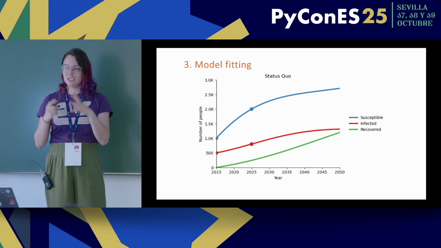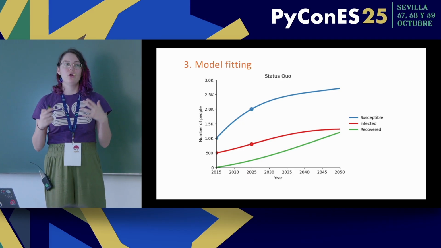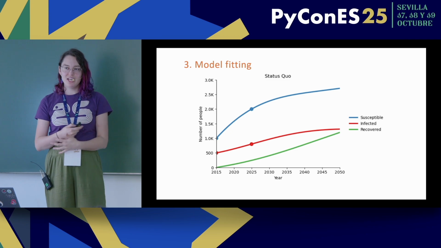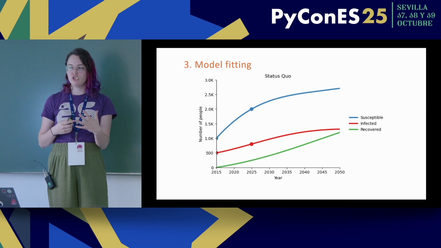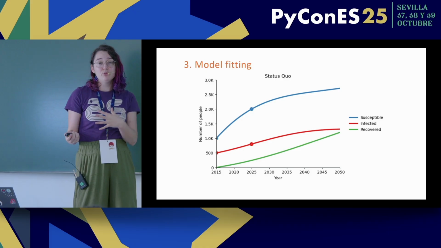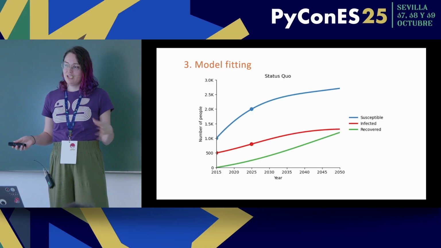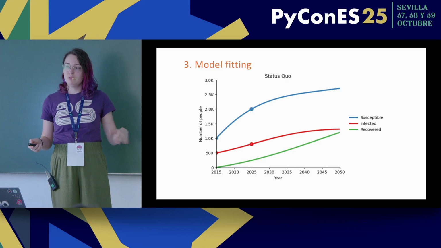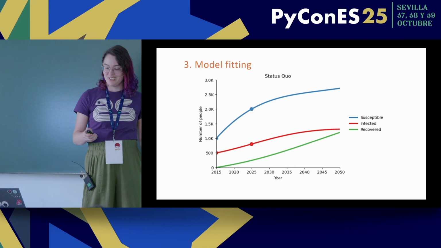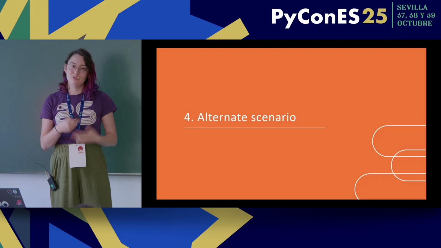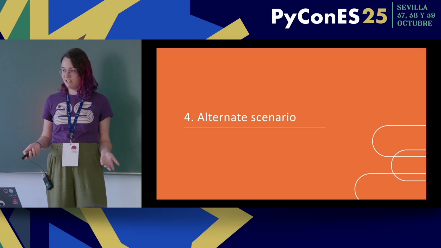And this, what we see here is the status quo. It's a plot of the status quo of what would happen if we kept doing things exactly the same way we're doing them now. If we don't change the budget, if we don't add or remove any interventions, everything stays the same. So as we can see, the number of infected people is increasing, and that is not what we want. So maybe we want to look at an alternate scenario. What would happen if we shake things up a bit, do things differently?